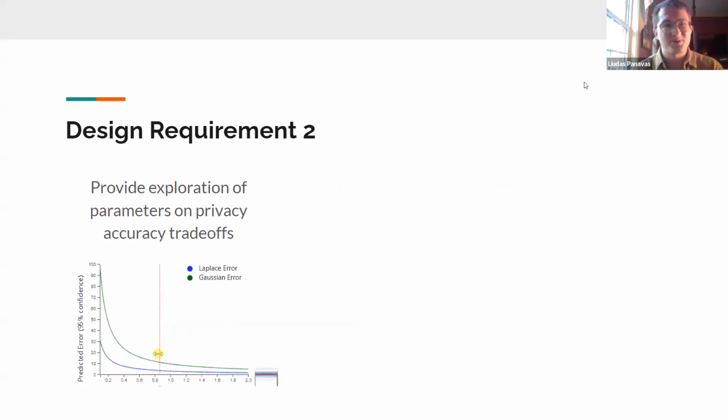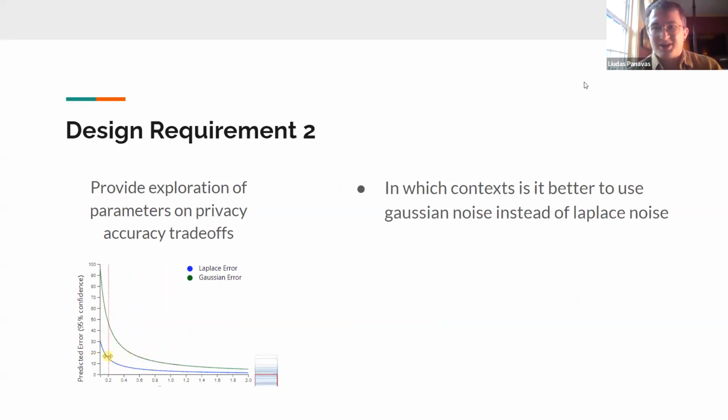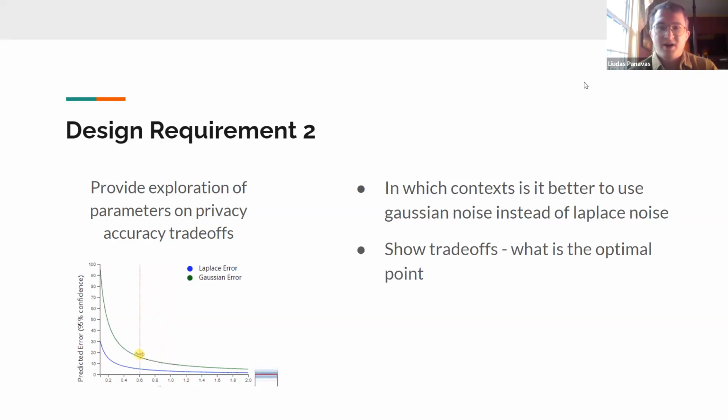The second design requirement, and the basis of this project, is to provide an exploration of parameters on the privacy and accuracy. So changing parameters, seeing how that changes the accuracy. Here's, again, a little interactive visualization of Laplace and Gaussian and how changing the epsilon changes the accuracy. So, as I said, in which context is it better to use Gaussian noise instead of Laplace noise? People wanted to show the trade-offs, and they were asking, is there an optimal point? When should I choose one or the other? Is there a set criteria?